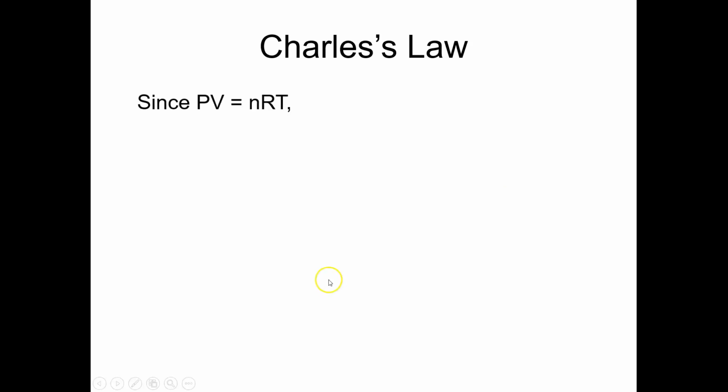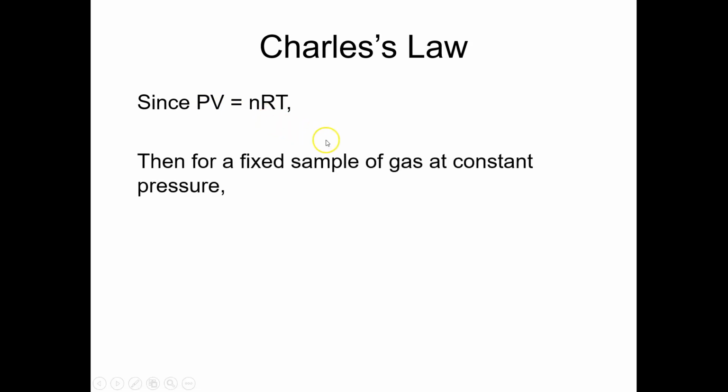First of all, let's just go back and think about how this falls out of the ideal gas equation. PV is equal to nRT. Now I'm looking at the relationship between volume and temperature if I hold pressure and the number of moles constant. So if I've got a fixed sample of gas at constant pressure, I am going to now rearrange this so I've got volume and temperature on the same side of the equation.